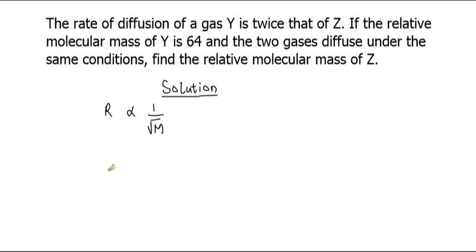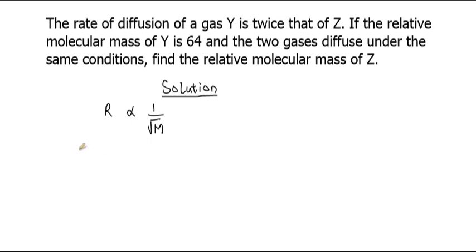and we are made to understand that the rate of diffusion of gas Y is twice that of Z. Since we are not given the specific value, we are just being told the relationship between those two. We are being told the proportion of the rate of diffusion of the gases. So the best thing to do is to represent either the rate of diffusion of gas Y or Z with a variable. And to do that, I'll be representing the rate of diffusion of gas Z to be X.